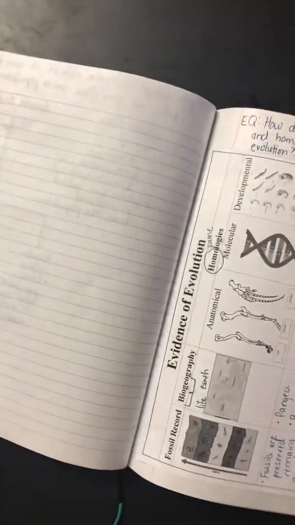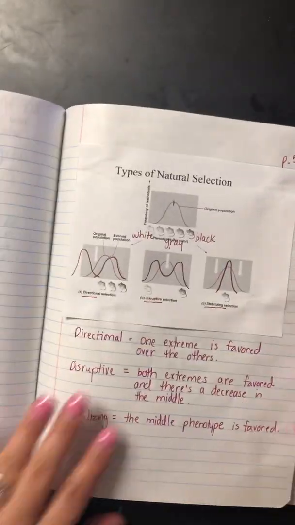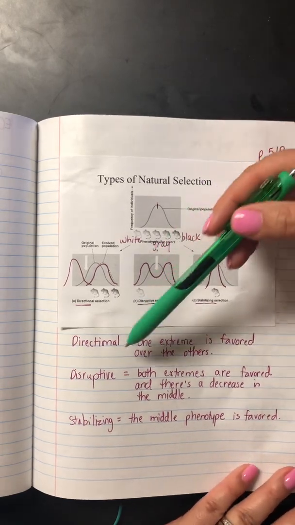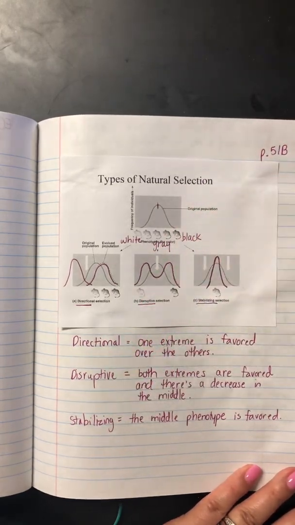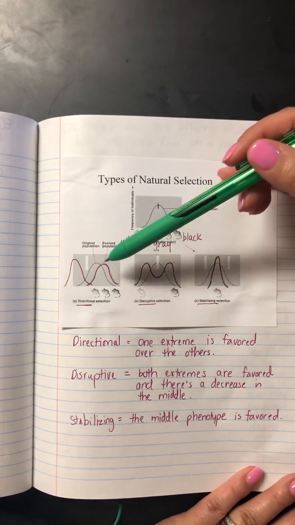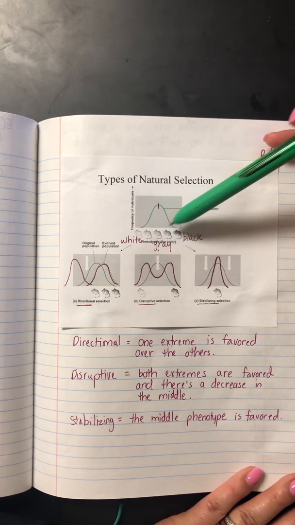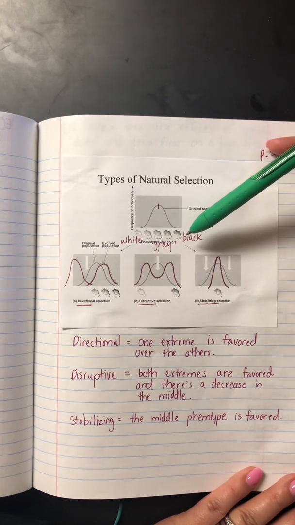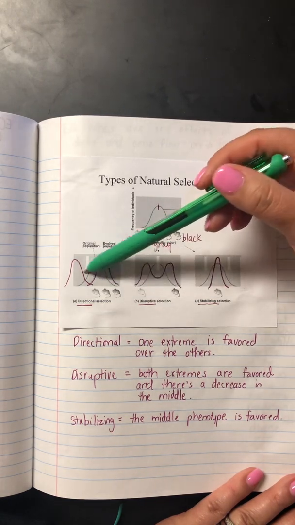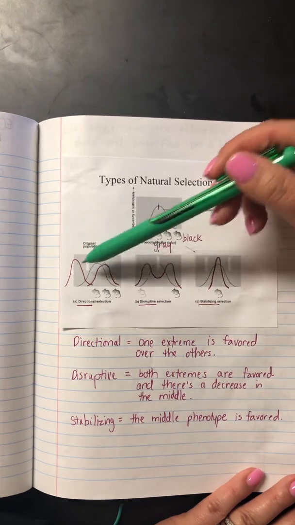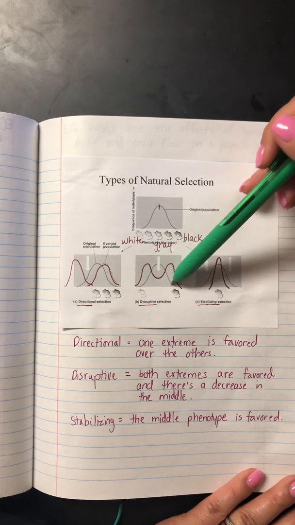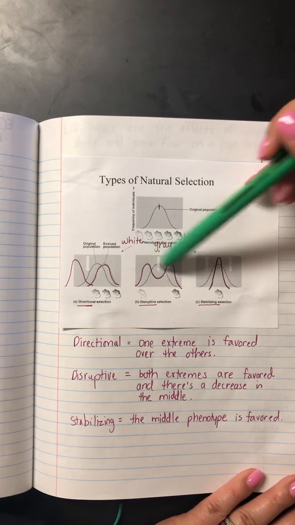Those of you in pre-AP, you also have an added section on the types of natural selection. You should understand directional, disruptive, and stabilizing. What I mean by that is, you have the graphs to show you that, but when you're talking about traits, we used this example of white mice versus black mice and gray mice in the middle. In directional selection, it is favored to be either white or black. So it's when the two extremes are favored. And in disruptive selection, both are favored, the two extremes.